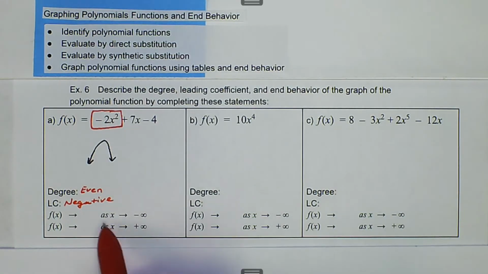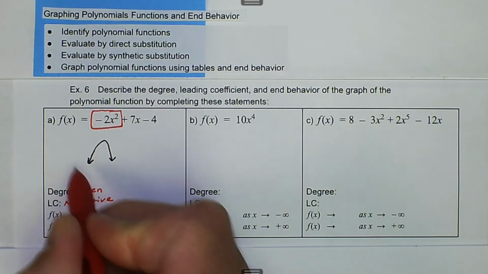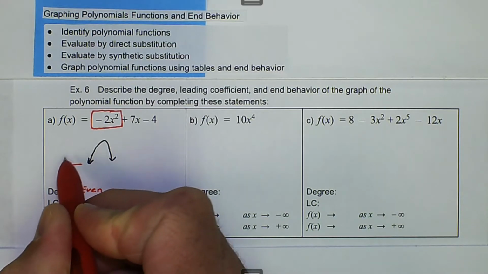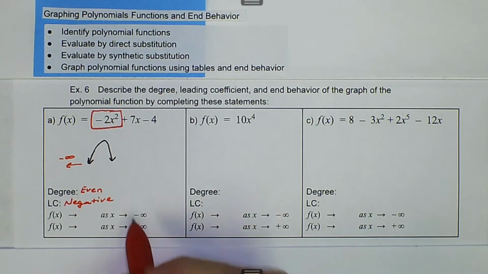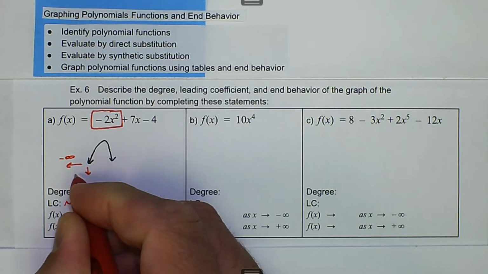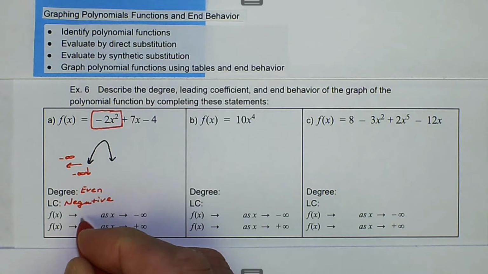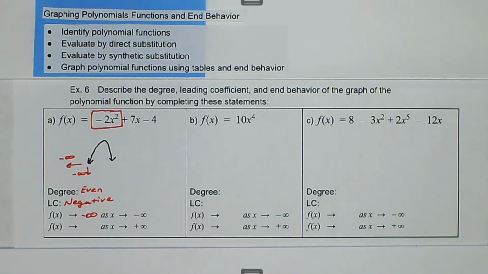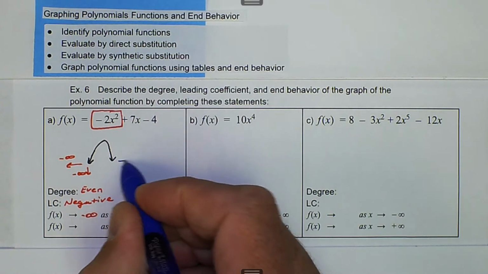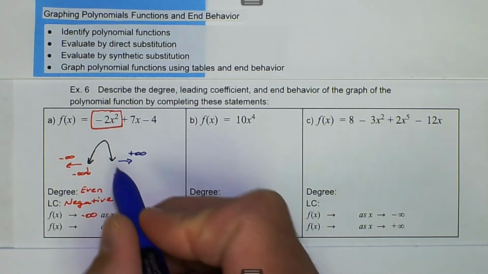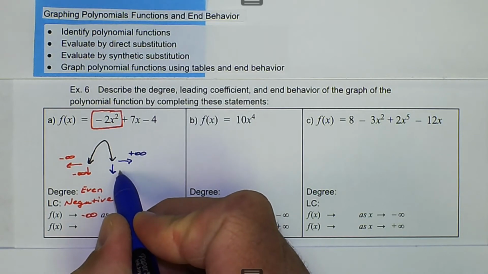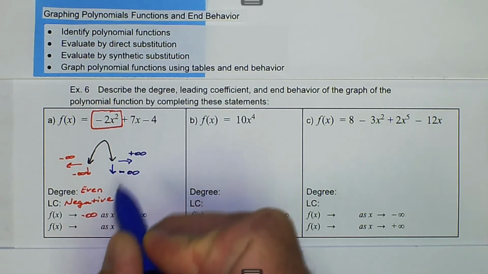And I always like to think of the x first. So as x goes to negative infinity, what does the function do? And in this case, the function goes to negative infinity as well. As x goes to positive infinity, what does the function do? And the function goes to negative infinity.